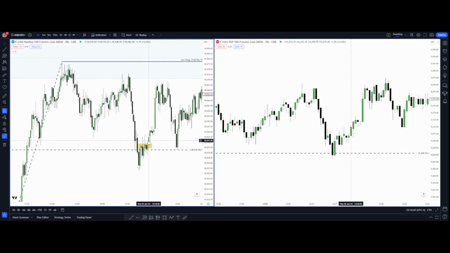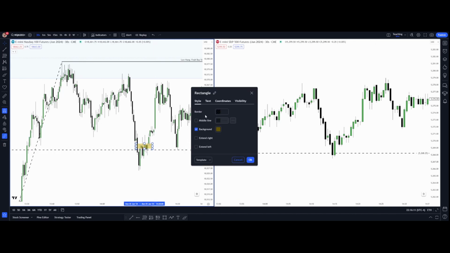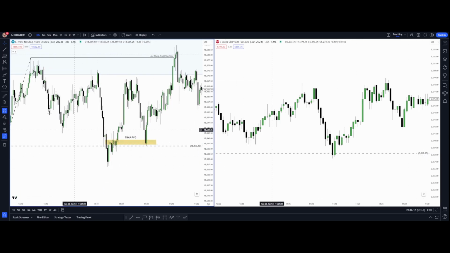So it forms a trap. 218 candle closes outside. That's the confirmation. This is also silver bullet. You can consider this as a silver bullet. This is a trap fair value gap, which should hold. Now, what that means is the low that forms the trap is or should be a safe low.